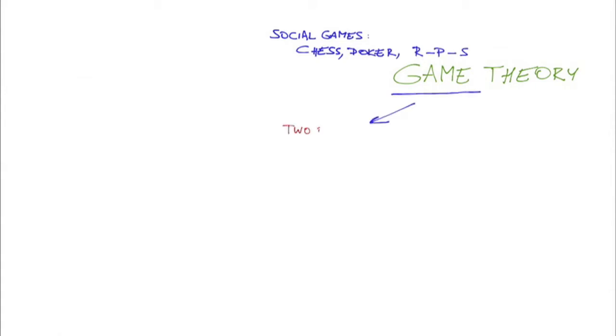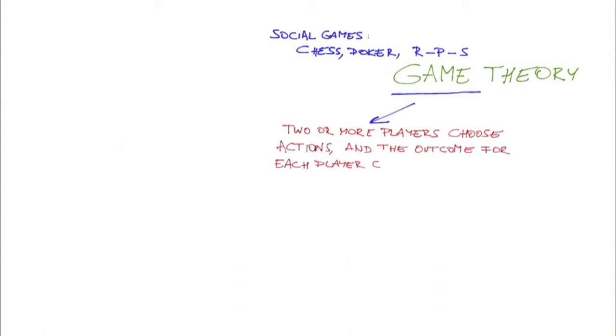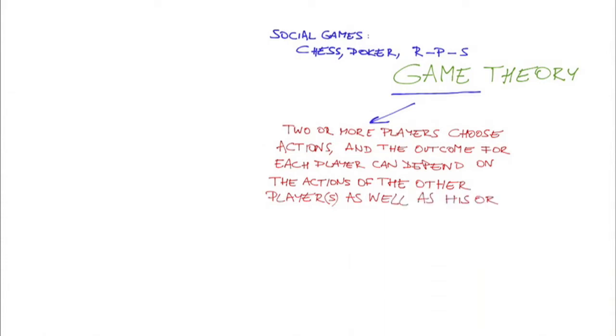Games such as chess or card games or rock, paper, scissors can be analyzed using game theory, which is why the field is called game theory. But when we use the term game in game theory, we mean much more than social games such as chess or poker. For us, a game is any situation in which two or more players take actions, and the outcome for each player can depend on the actions of the other players as well as his or her own action.